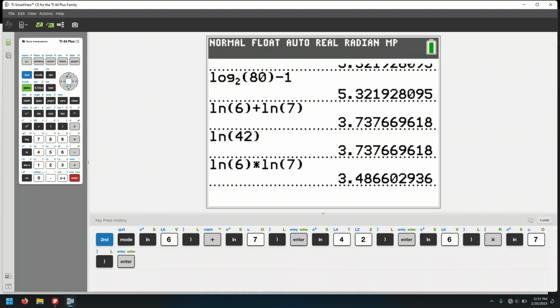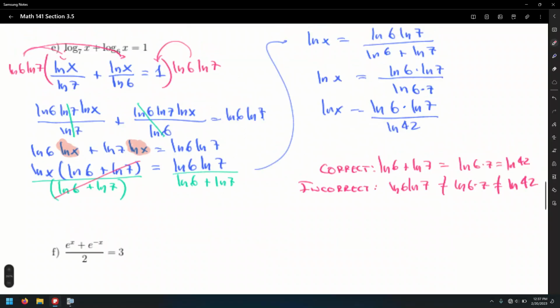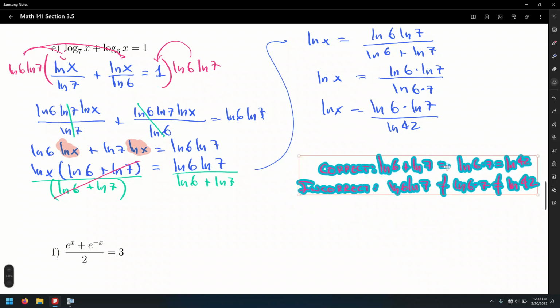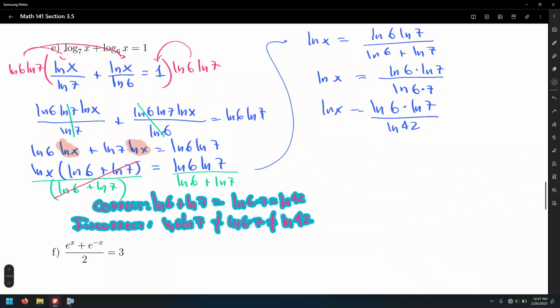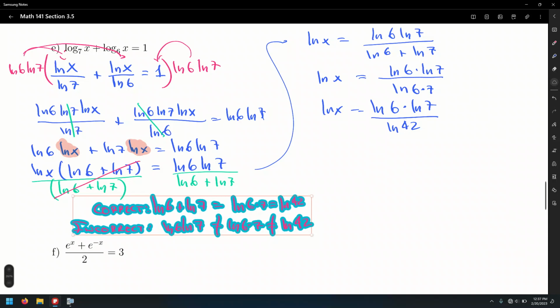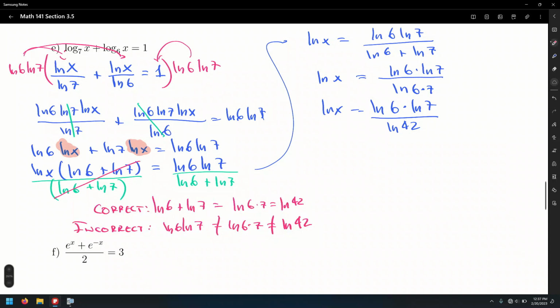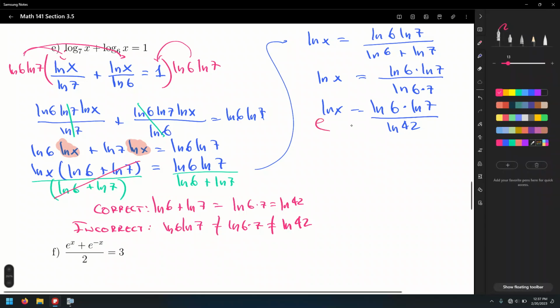So that was the purpose of this example right here, to show you how this is not supposed to be done. All right? So, that being said, how about we get rid of the ln by simply exponentiating this whole madness on both sides.